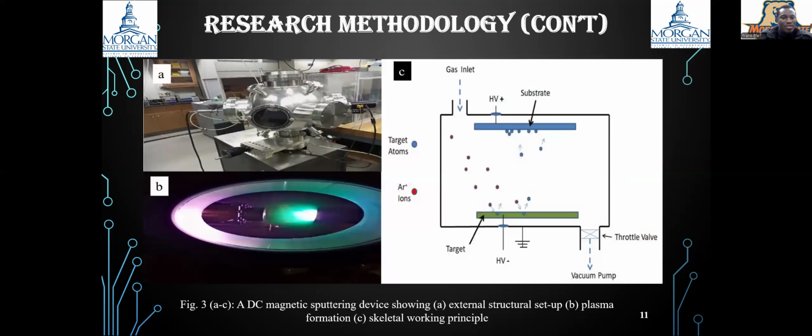And we could see this is actually the DC magnetron sputtering device when we are pumping down, and at a gun power of 50 milliamps, we were able to excite the electrons or ions from the plasma. You can see the plasma forming a thin film on the substrate surface. And this is the mechanism of operation of the DC magnetron sputtering device.